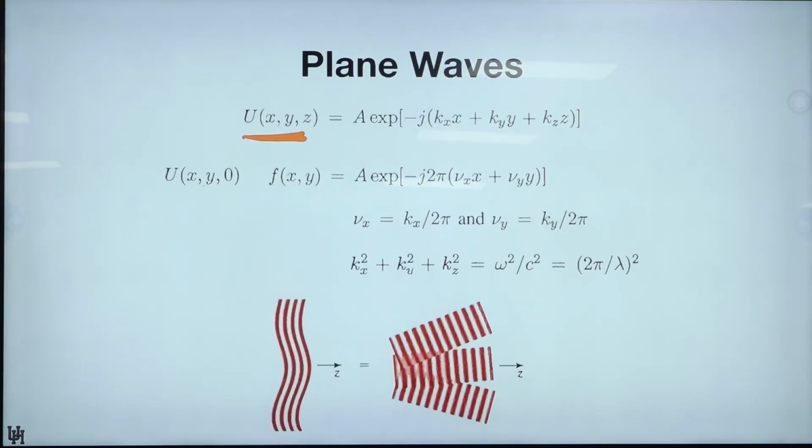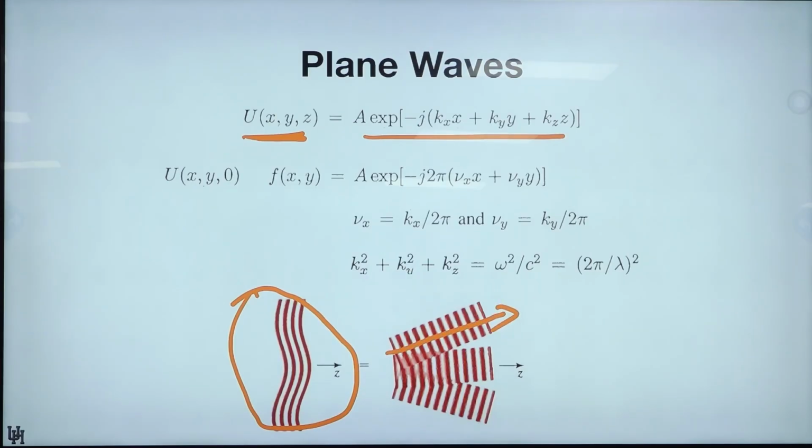So if you have u of x, y, z, which is of this form, this is a plane wave. What we are essentially saying is that this arbitrarily shaped wave can be thought of as some amount of this plane wave with a certain amplitude and phase, plus this third plane wave with another amplitude and phase. You add up these plane waves. What is different between one plane wave and another?